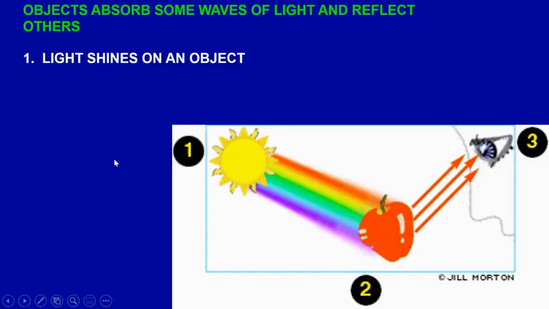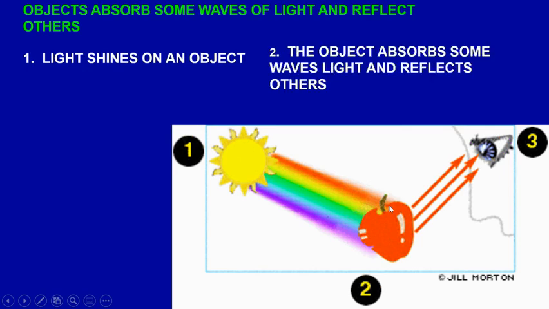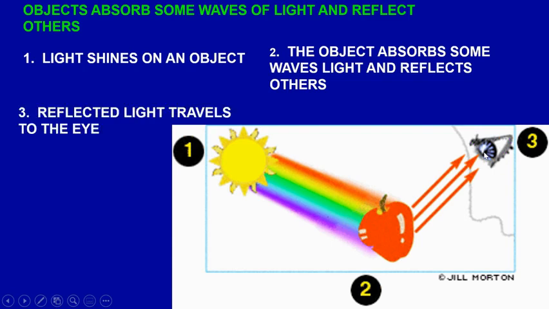Objects absorb some waves of light and reflect others. So here's how color works. The light shines on an object, like the sun shines on an apple, and the apple absorbs some waves of light and reflects others. The apple is going to absorb all the waves of light except for red and then reflect red. And that is why we see a red apple.